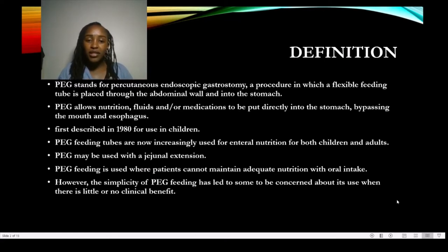So PEG feeding is used where a patient cannot maintain adequate nutrition with oral intake, especially if there are problems swallowing or with food traveling directly from the mouth to the stomach. However, the simplicity of PEG tube feeding has led to some people being concerned about its use when there is little or no clinical benefit.